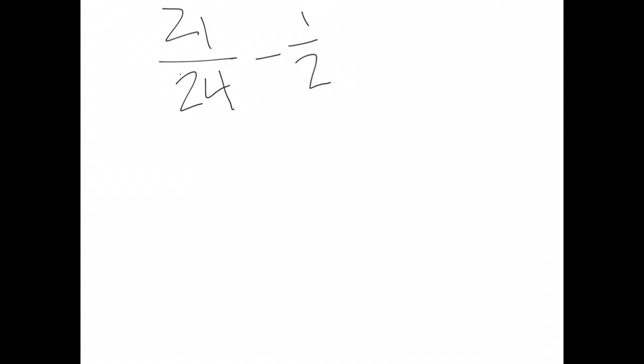For this one, since your fraction denominators are not the same, you're going to have to find the LCM by either using method 1 or method 2, and I chose to use method 2. So the first thing you're going to have to do is 21 over 24 times this denominator, which is 2, equals 42 over 48, sorry.